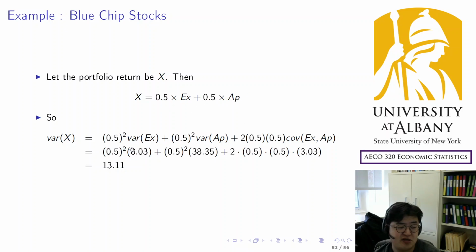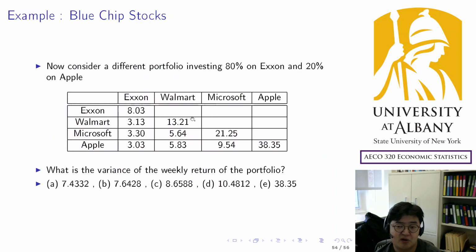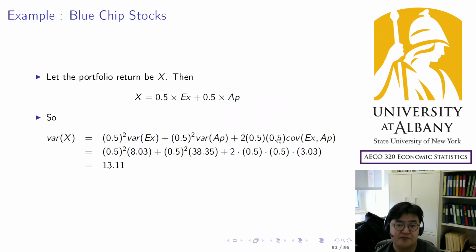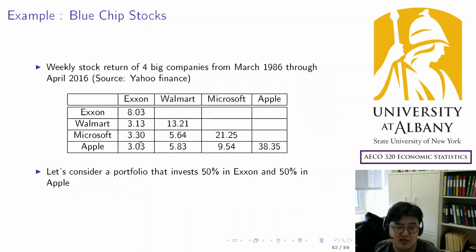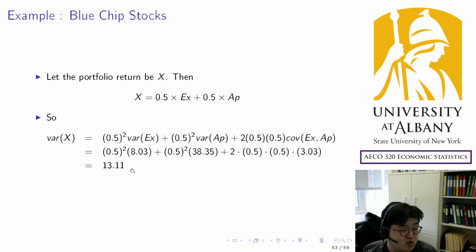Okay, applying what we just derived: first weight squared times the variance of Exxon, plus Apple's weight squared times the variance of Apple, and 2 times the weights times the covariance. Plug in the variance and covariance. So we take this number and this number, this number and this number and this number. So variance of Exxon, variance of Apple, covariance between them. And you get 13.11.